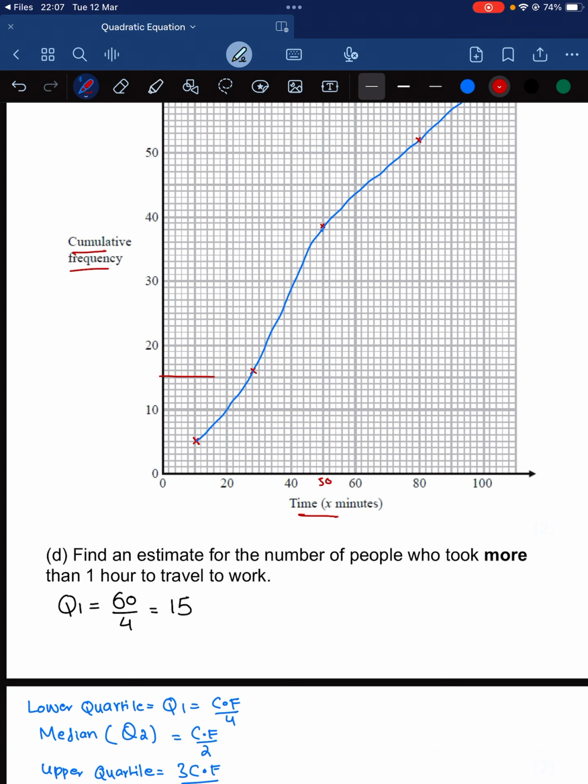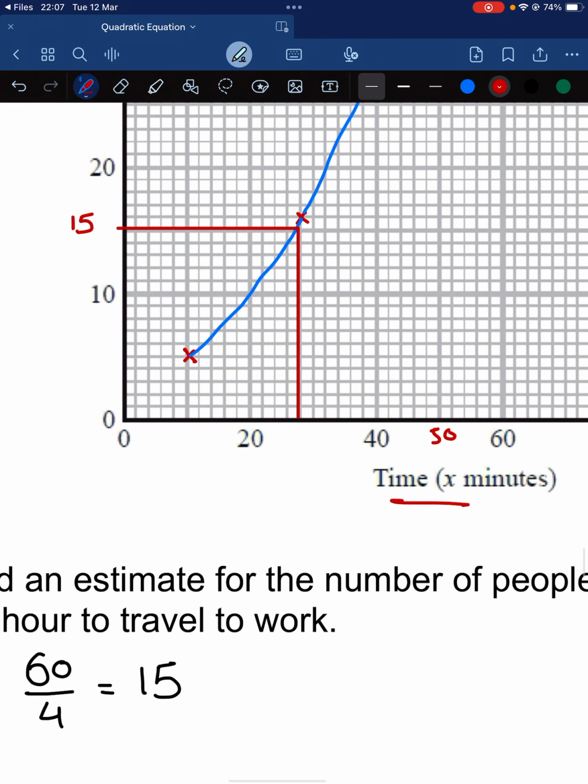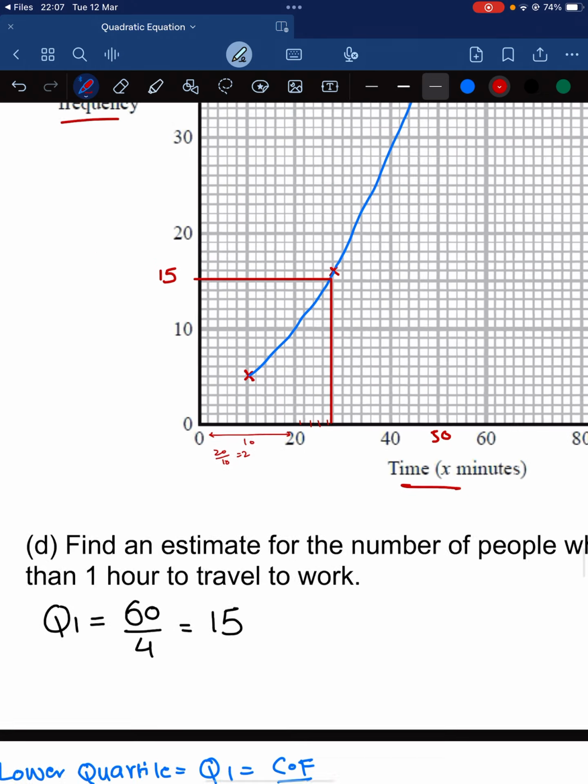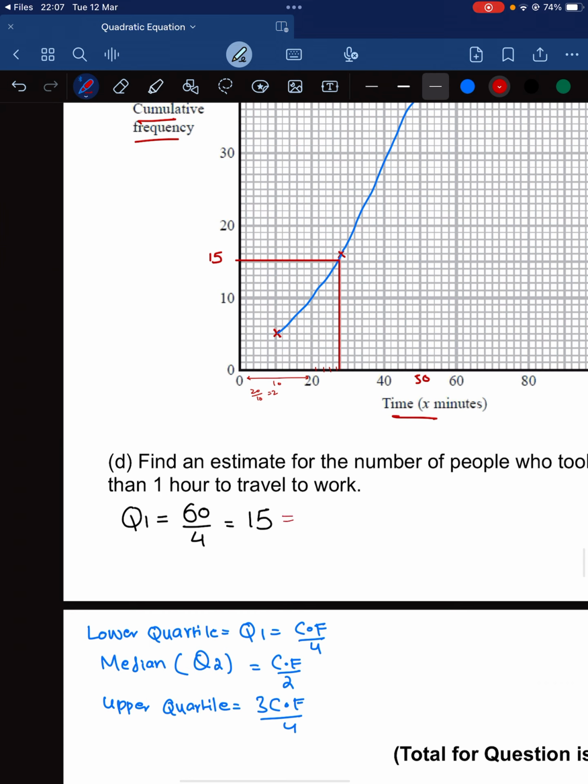So this one is 15. Against the 15, what is the value? This is the value which we are getting. As we can read the scale, this is 0 to 20 and we have 10 boxes, so 20 divided by 10 is 2. It means one small box is equal to 2, so it's 22, 24, 26 and 28. So the lower quartile is 28.